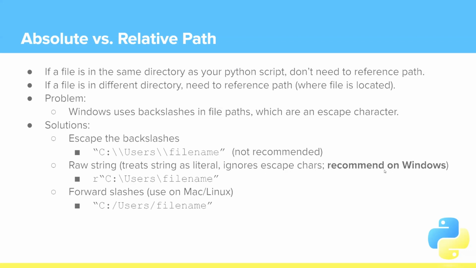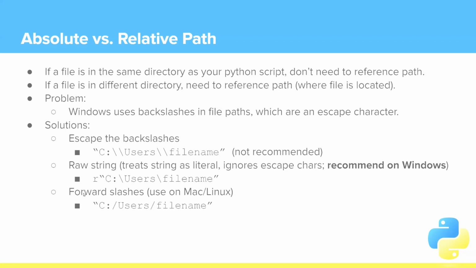This is recommended on Windows because we don't have to change the file path from what Windows sees it as. All we have to do is add that little letter r whenever we're hard coding an absolute path in Python. So that's what I recommend. I'm going to show you that.